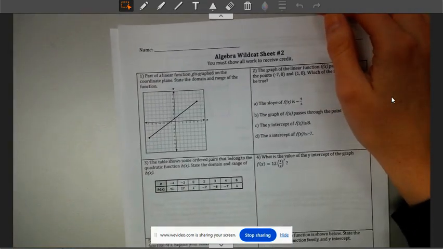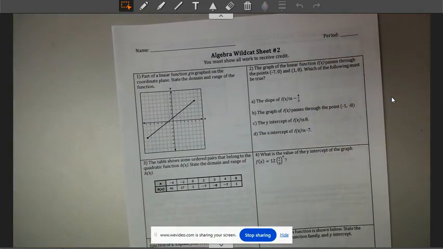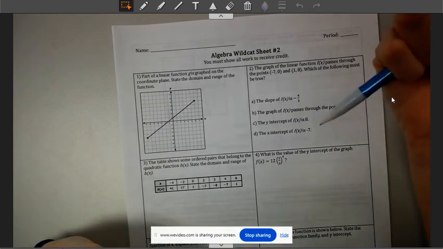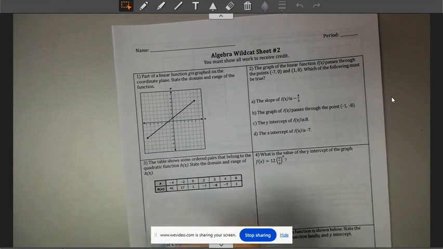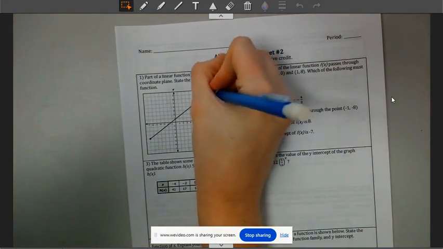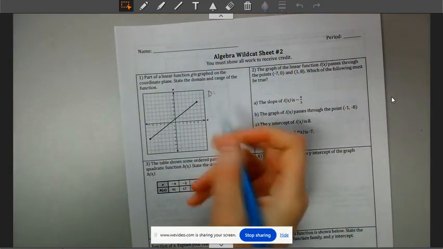Alrighty, let's start with 2. Part of the linear function g is graphed on the coordinate plane. State the domain and range of the function. So, if we're talking about the linear function, domain and range, domain is your x, range is your y. So for domain, we're going left to right.